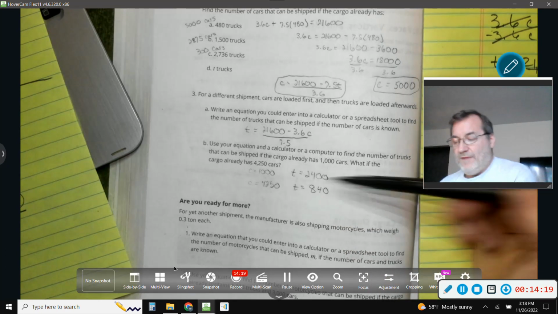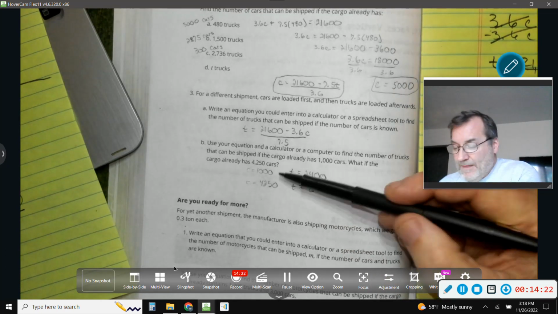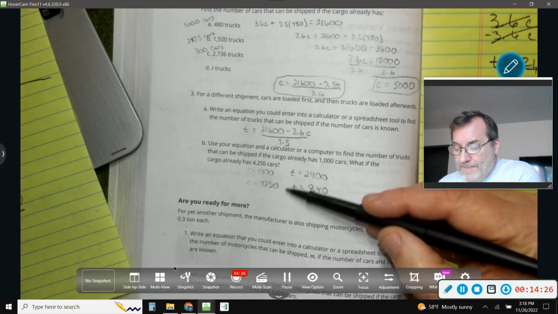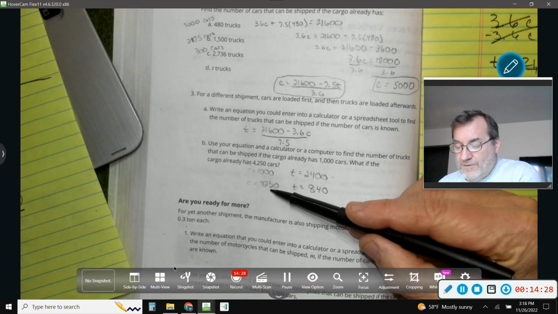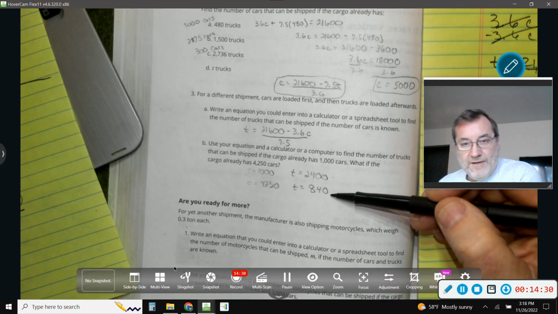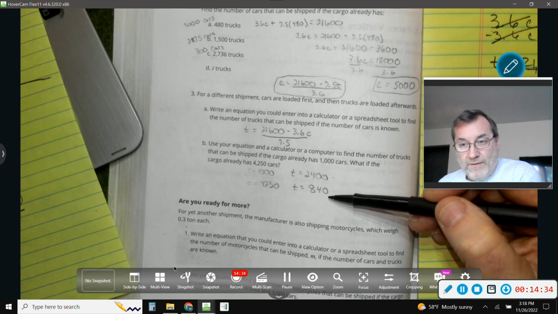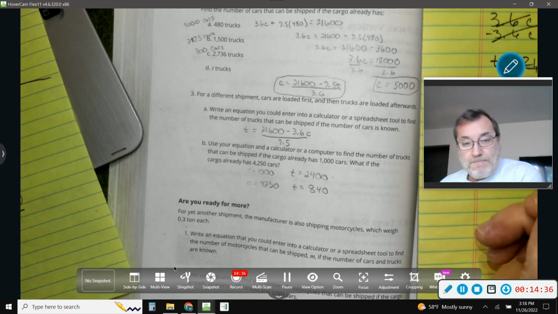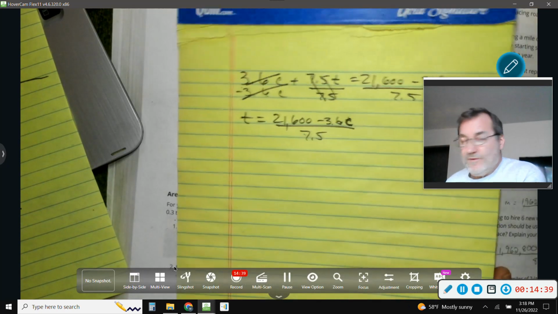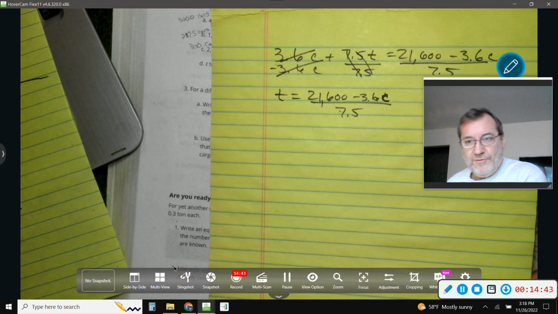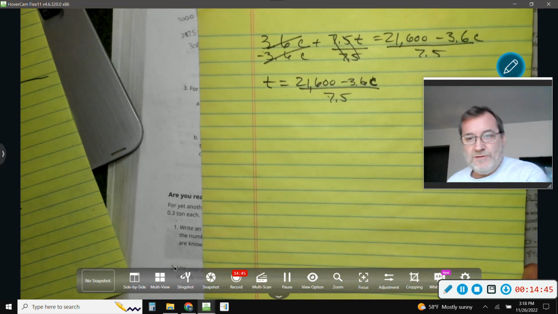Well, when you do the substitution in this thing, for 1,000 cars, you should get 2,400 trucks. And for 4,250 cars, you should get 840 trucks to go along with that. So that's one way to do it. All right. But remember, there's your equation to use on that second part. And I'll let you go through with your calculators. It's more of an exercise in using your calculators than anything.